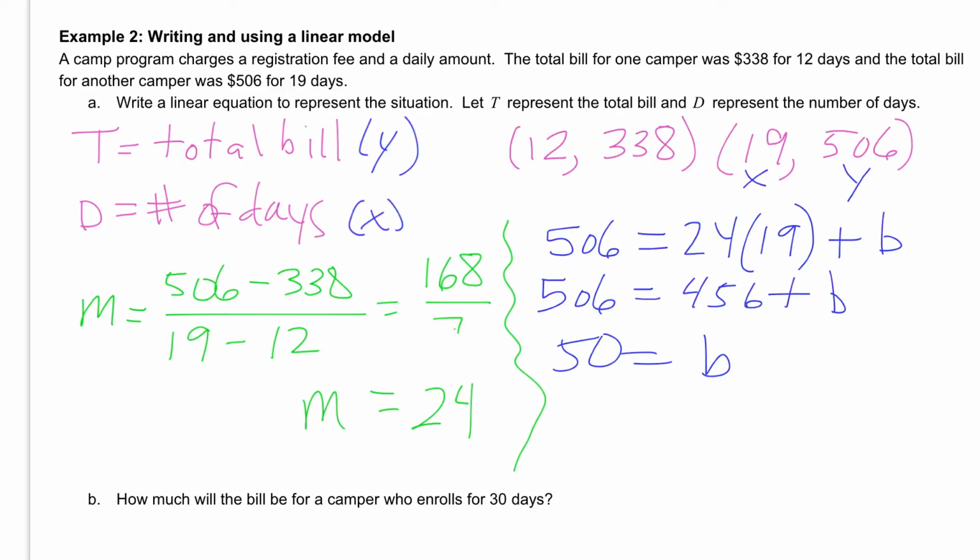And now that I have my slope and my y-intercept, here's my slope, here's my y-intercept, here are the variables I'm using for x and y. I can now write my equation. So my answer is T equals 24 times D plus 50.